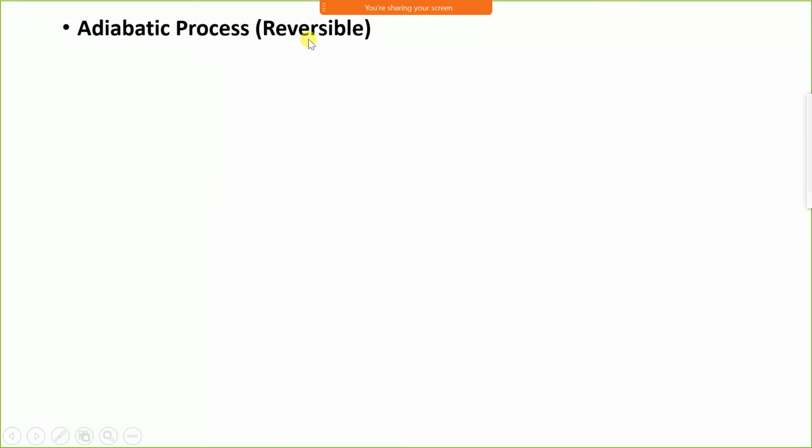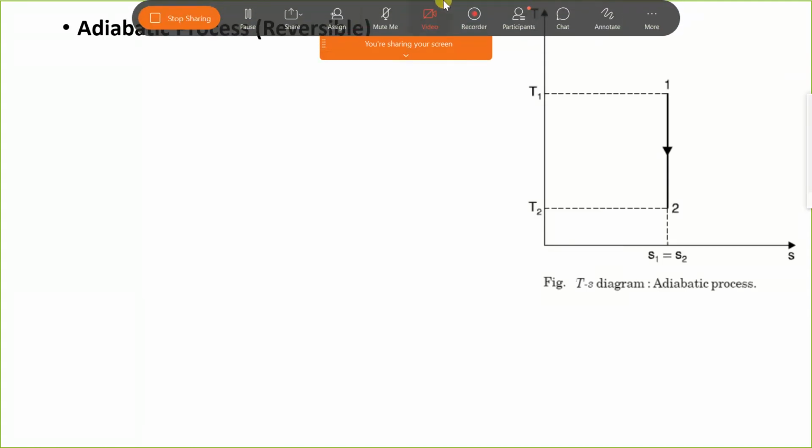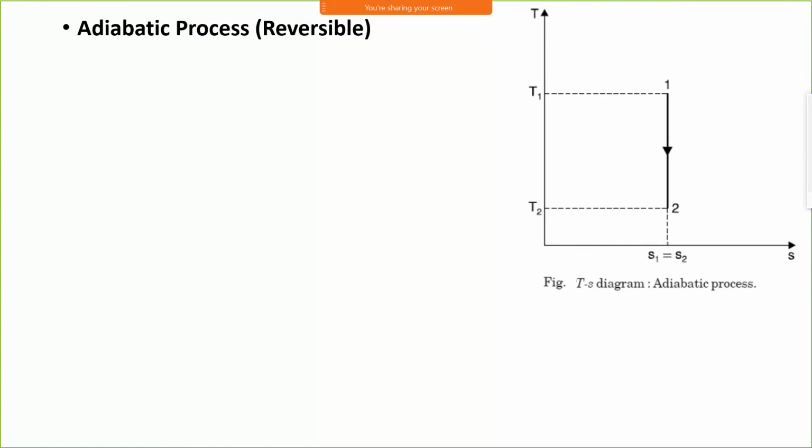Now adiabatic process. Consider reversible adiabatic process. And reversible adiabatic process is isentropic process. I have already explained. Consider TS diagram. In adiabatic process, heat transfer is 0 and entropy remains constant. Therefore, process 1 to 2 is a reversible adiabatic expansion process where temperature changes, but entropy remains the same.